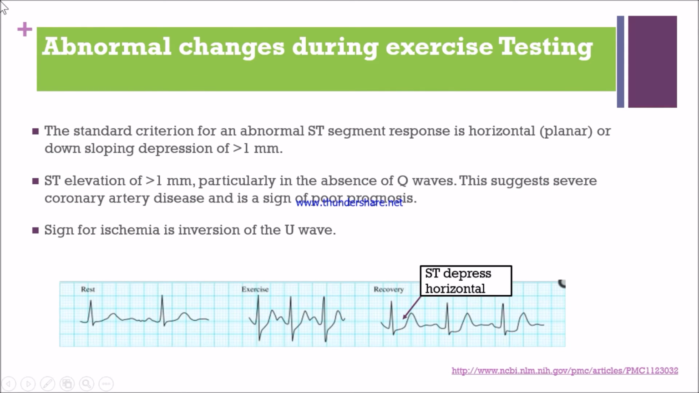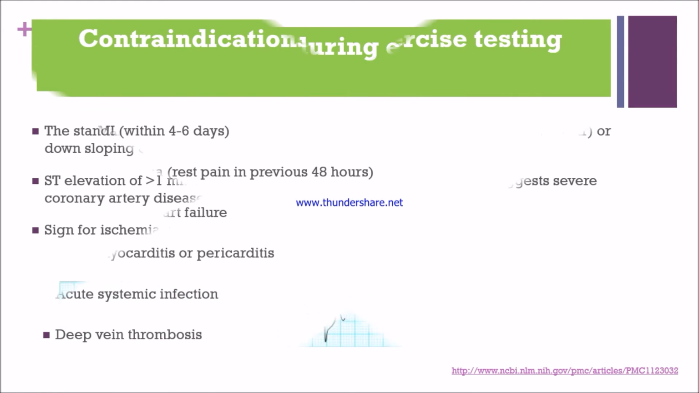Now let's see some abnormal ECG changes during exercise stress testing or exercise ECG testing. There may be ST segment horizontal, downsloping or upsloping depression. The standard criterion for an abnormal ST segment is horizontal or downsloping depression, which may be greater than 1 mm. When there is ST elevation greater than 1 mm, particularly in the absence of Q wave, it always suggests that the patient is having severe coronary artery disease and there are severe chances of poor prognosis. When there is an inverted Q wave, there is always an ischemic reaction. So there is ischemia, and that's why we have an inverted Q wave. These are all the abnormal ECG changes during exercise.